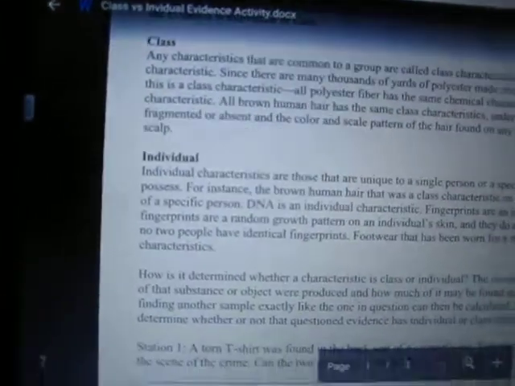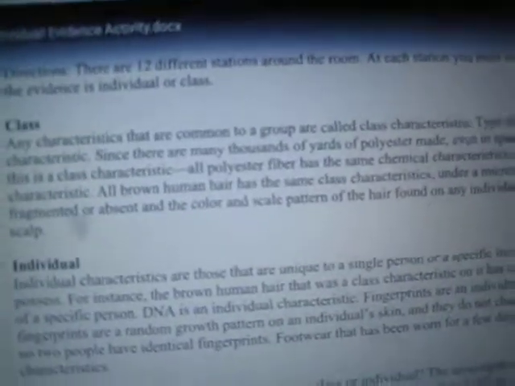All right, Mr. Abney, you are going to set up the class versus individual evidence activity. You might remember this. It was called You Make the Call. There are 12 different stations around the room.